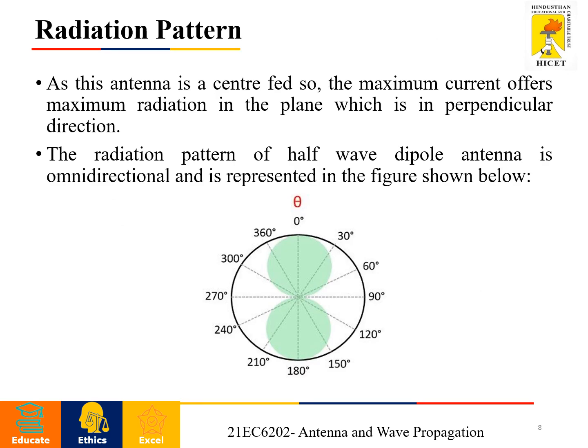Radiation pattern. As this antenna is a center feed, the maximum current offers maximum radiation in the plane which is in perpendicular direction. The radiation pattern of half-wave dipole antenna is omnidirectional and is represented in the figure. So this is the antenna radiation pattern. So here the radiation pattern is maximum at 0 degree and 180 degree.